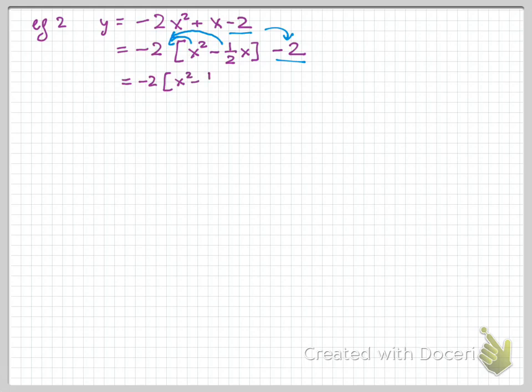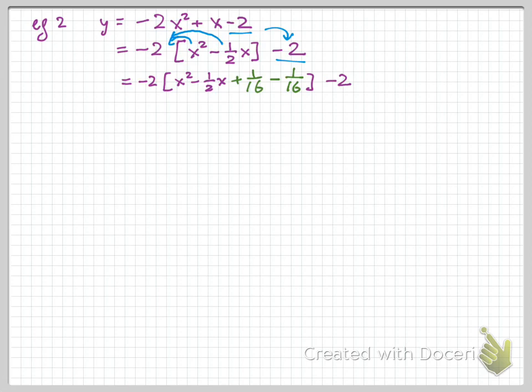Alright, so think about the magic number. The magic number will be this 1 over 2 divided by 2 becomes 1 over 4. Taking the square is 1 over 16. So the magic number is 1 over 16. But once again, we cannot just add 1 over 16 out of nothing. We have to minus 1 over 16 in order to balance the equation. So the rest remains the same.